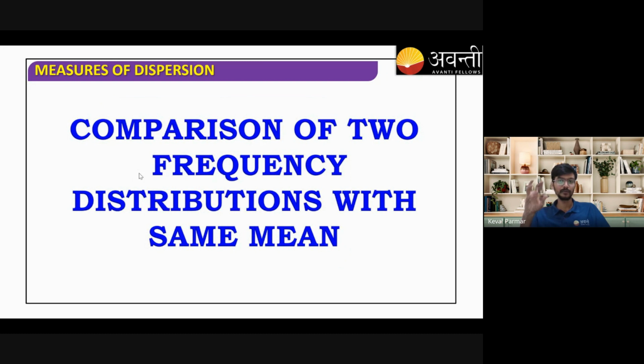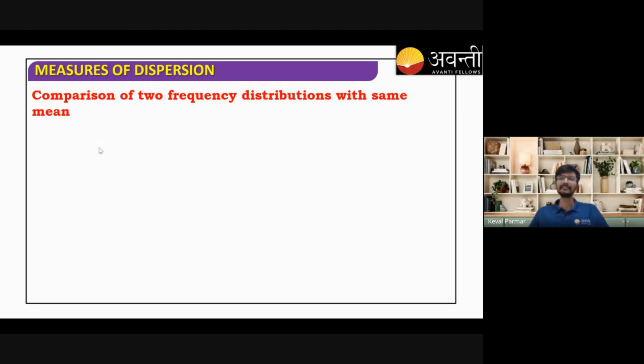As I told you last time also, if there are two batsmen or two groups of students, as I gave you the example of AIET 1 and AIET 2, and I want to analyze the marks of AIET 1 and AIET 2 together, then I need a way to compare both the data. We're going to study this comparison of two frequency distributions with the same mean. So let's get started.